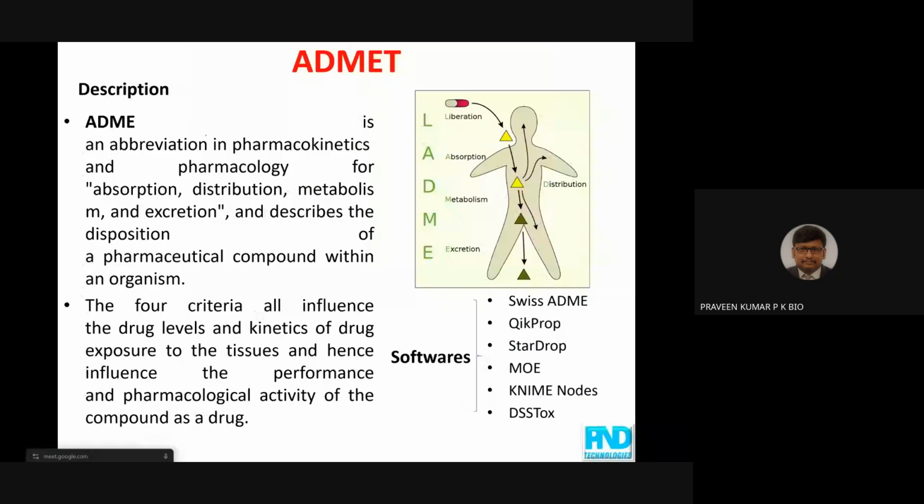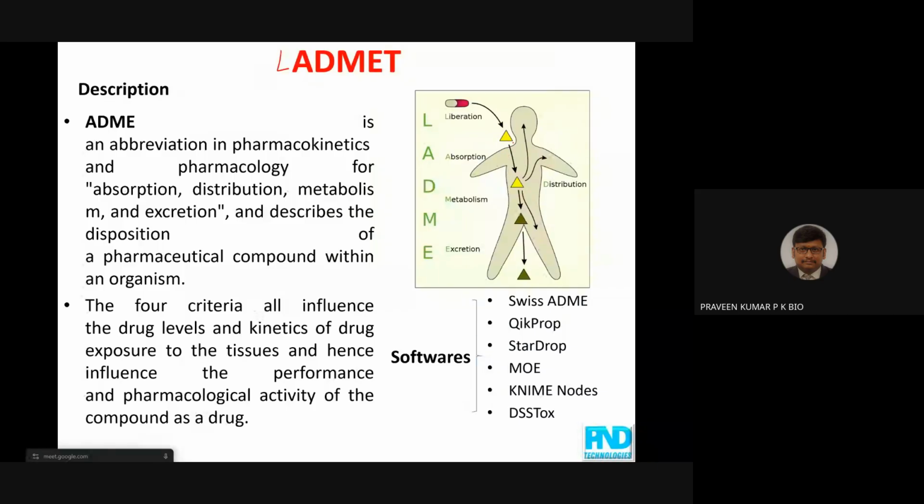The next thing we discuss is the ADMET. Before that, we can also add one more thing, L. L stands for liberation, A for absorption, D for distribution, M for metabolism, E for excretion. So if you take any drug, it can be a tablet or capsule, taken in the buccal cavity in the form of oral route drug delivery. Initially in the buccal cavity, on the tongue, the drug is going to liberate, and slowly it is going to absorb.